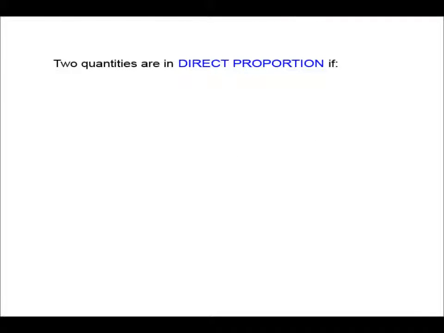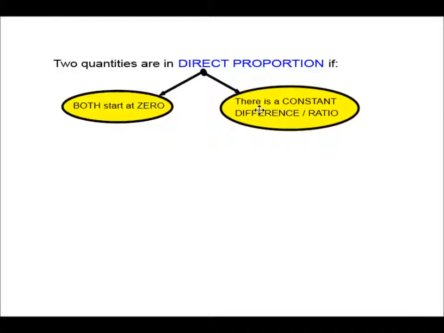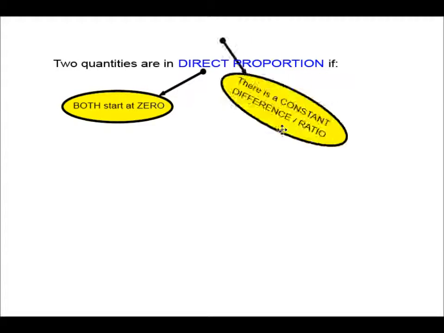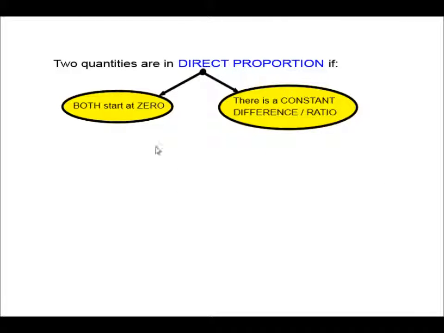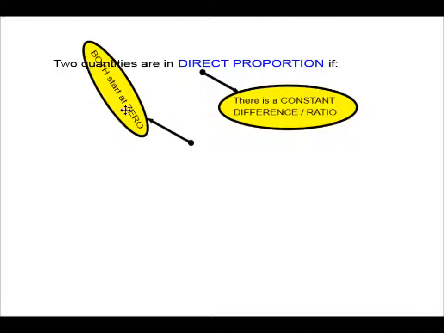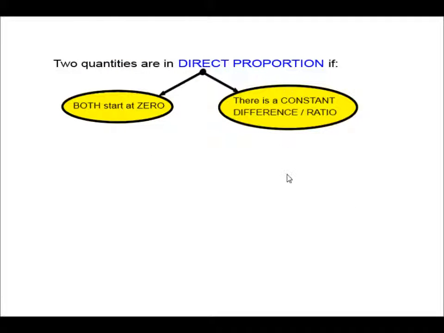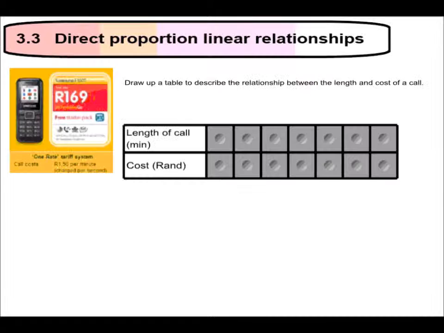Right, now we're going to have a look at direct proportion. Two quantities are in direct proportion if they both start at 0 and, two conditions, there is a constant difference or a constant ratio. So direct proportion needs to have the graph going through 0 or starting at 0, and there has to be a constant difference or ratio.